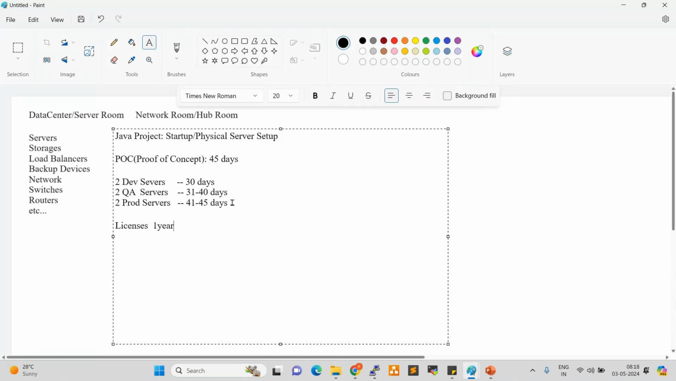But our POC is 45 days only. For that 45 days we need to buy the 1 year license. And also we require one admin to set up these servers, right? We need to recruit one admin, right?